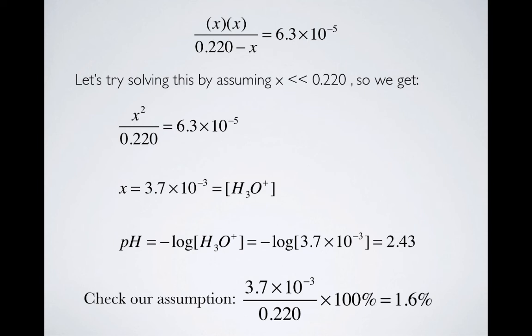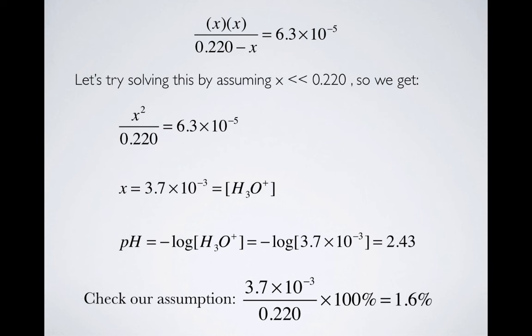And if we look at our ice box, we see that X happens to be equal to the concentration of our hydronium ion, H3O+. So I'm looking for the pH according to the problem, so I take the negative log of my hydronium ion that I just found, and I get a pH of 2.43.